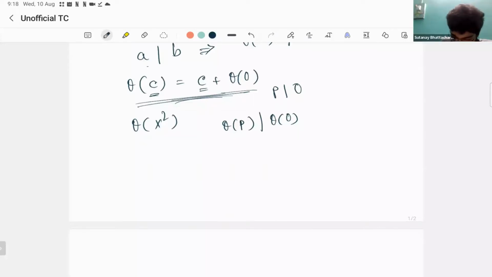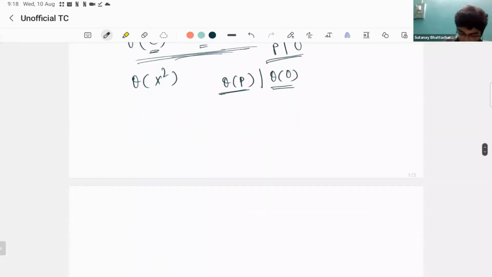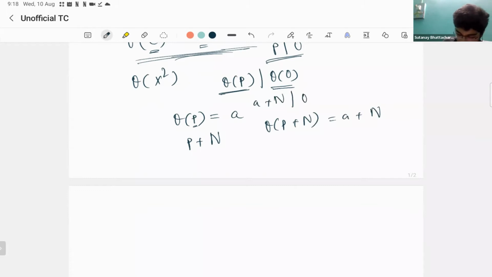To summarize that argument, every polynomial p divides the zero polynomial, which means theta of p divides theta of 0 for every polynomial p. So even if theta of p is some integer, say a, you can always replace this p by p plus some other big integer number, say n, and then theta of p plus n would be a plus n, and that would mean a plus n also divides theta of 0, and this n can be chosen to be as big as possible.